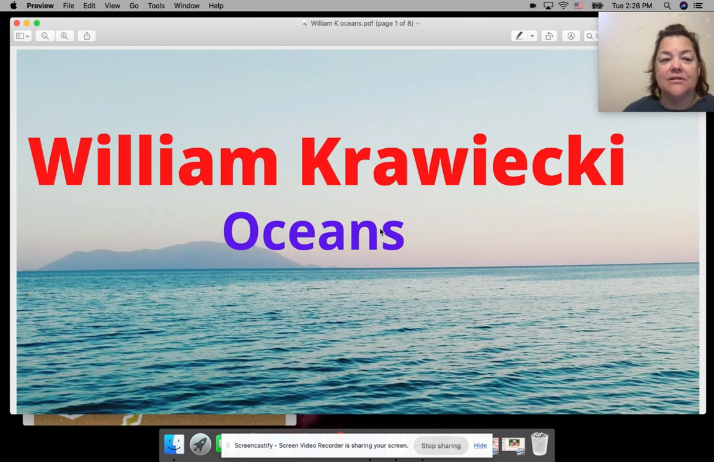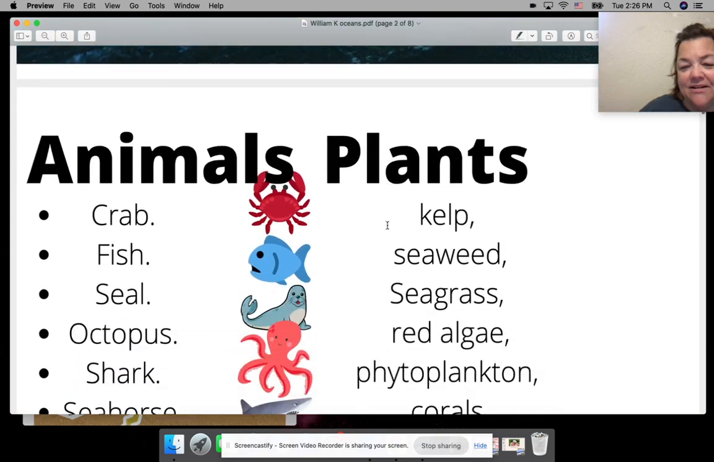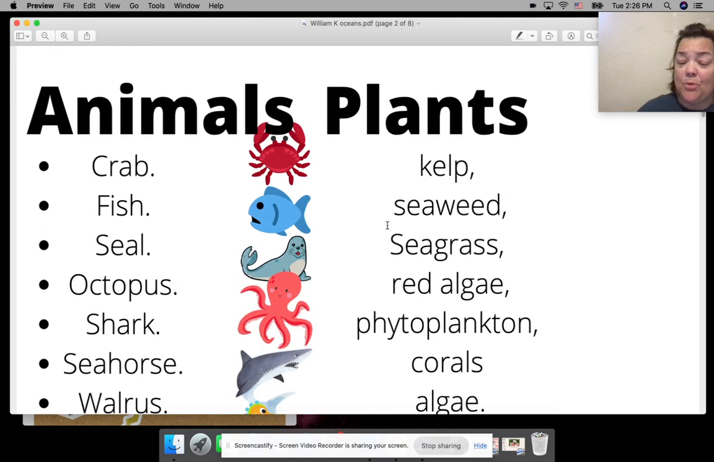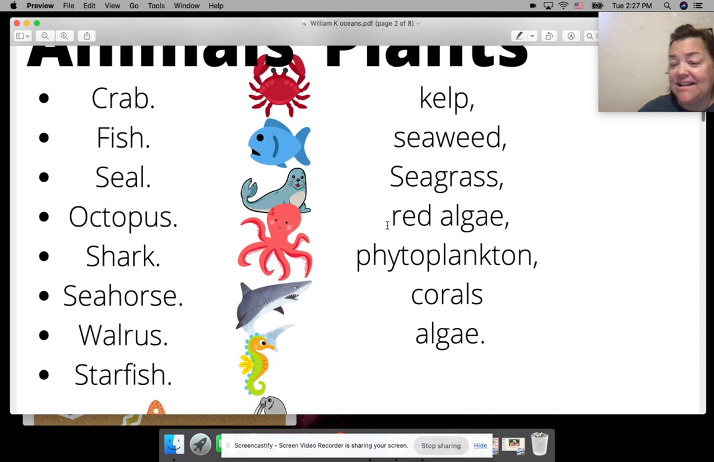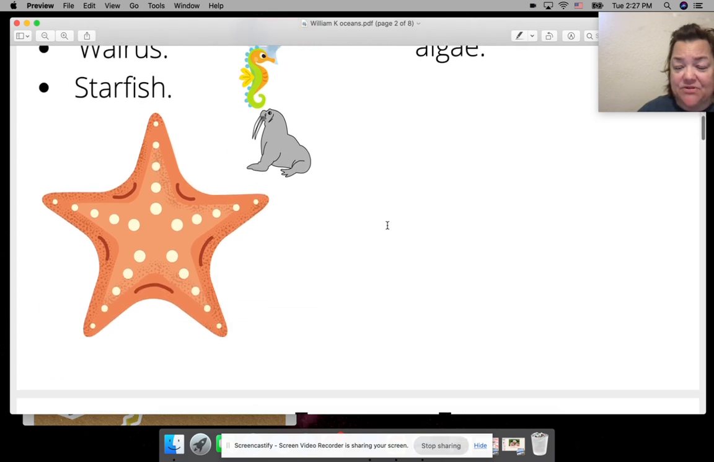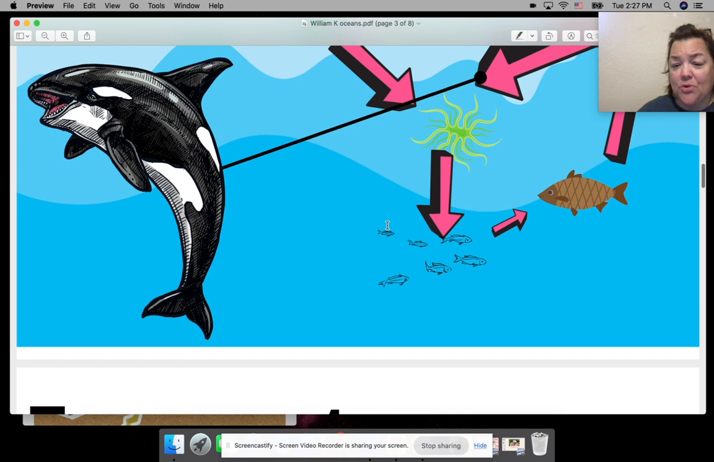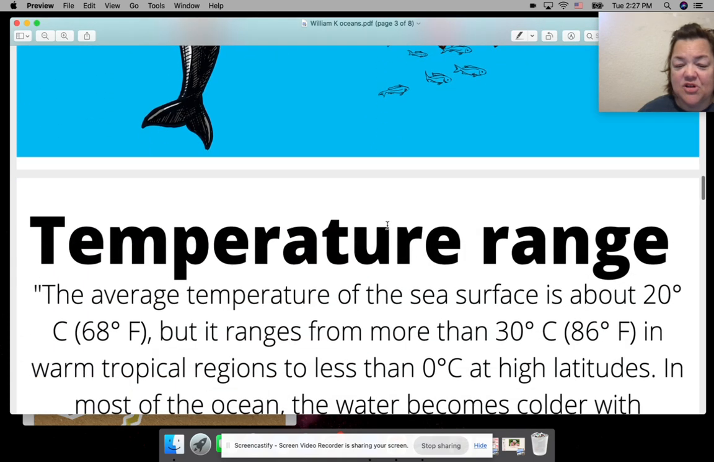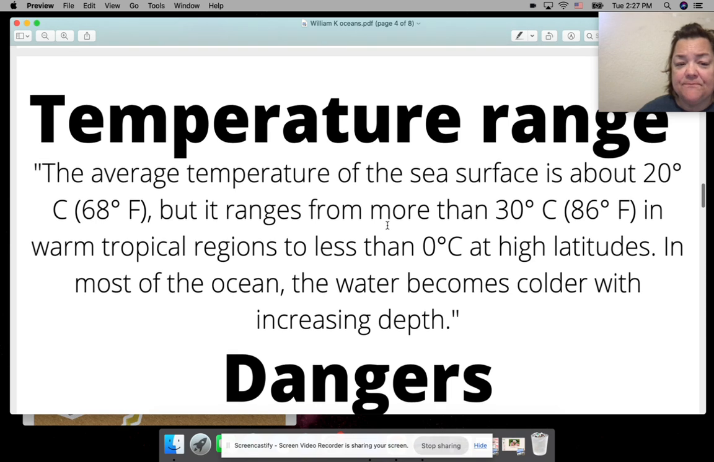Here's William's Oceans. This is his presentation about what he learned about oceans. So here are some animals and plants. Again, he has a lot of words here, but he also has the pictures to go along with it, and it's not sentence form. So here's the web. There's more than one arrow. There's more than one chain.